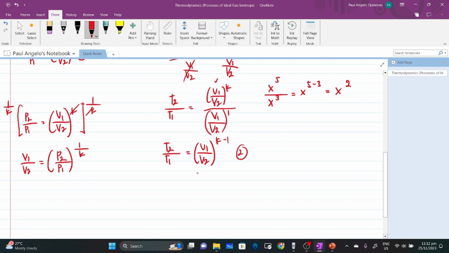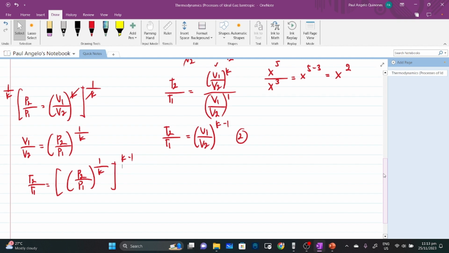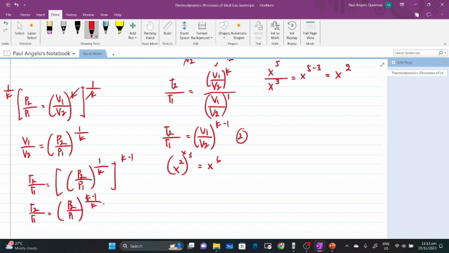We can plug it in our second equation. We will have t2 over t1 is equal to v1 over v2, we know that is p2 over p1 raised to 1 over k, quantity k minus 1. Okay, so now by laws of exponent again, if you have an exponent raised to a certain exponent, let's say you have x squared cubed, you need to multiply, or simply that is x raised to 6. So you will have t2 over t1 is equal to p2 over p1 raised to k minus 1 over k.